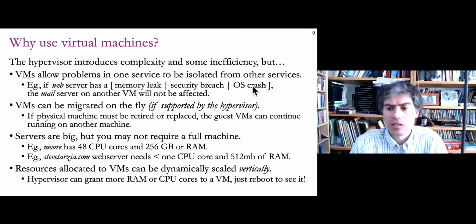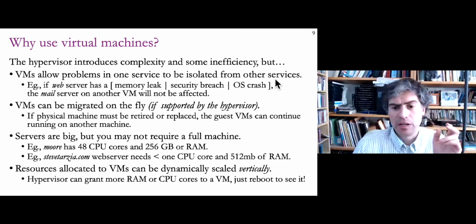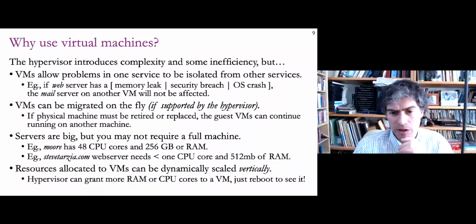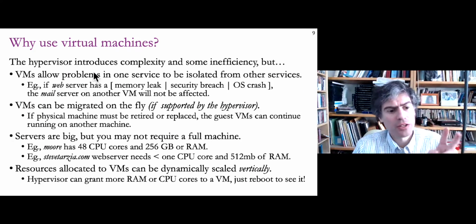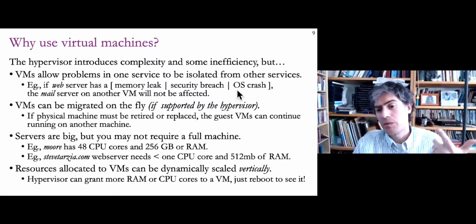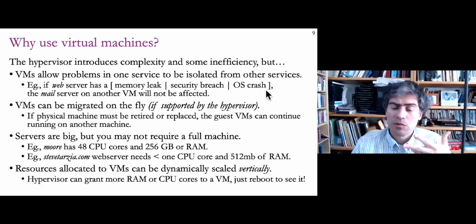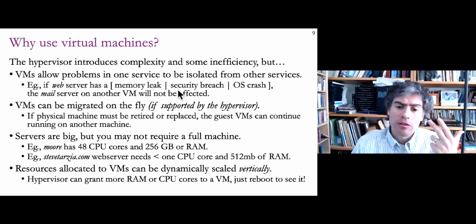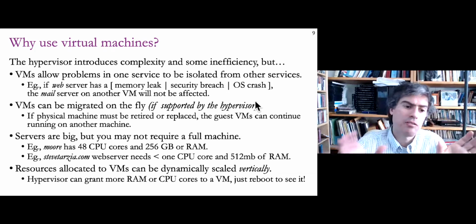All right, so to justify that inefficiency, we need some benefits. One of the benefits is that by isolating those machines, we can isolate problems that happen in services that are running in parallel. For example, let's say we have the web server, mail server combination. If the web server has some kind of problem like a memory leak, a security breach, or its operating system crashes, the effects of those problems would be isolated to the one virtual machine and not affect the other.